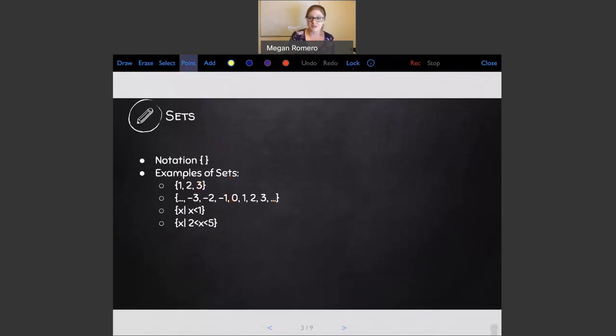Our set could also be an interval. What this means is x such that x is less than 1, or values that are less than 1. Our fourth bullet point, we have x such that x is bigger than 2 and less than 5. So see how x is sandwiched in between these two numbers? We're talking about values in this set that are in between 2 and 5.